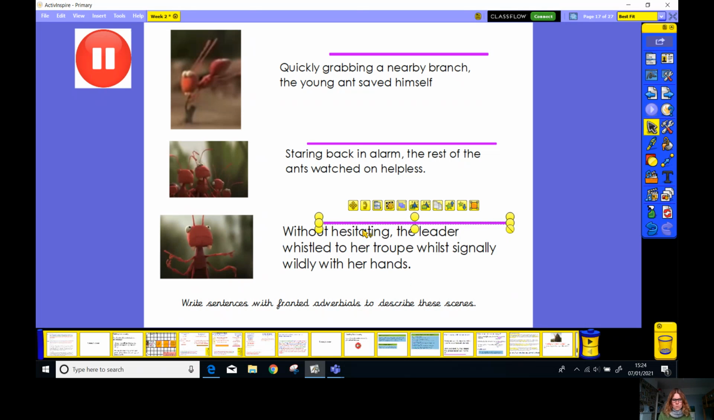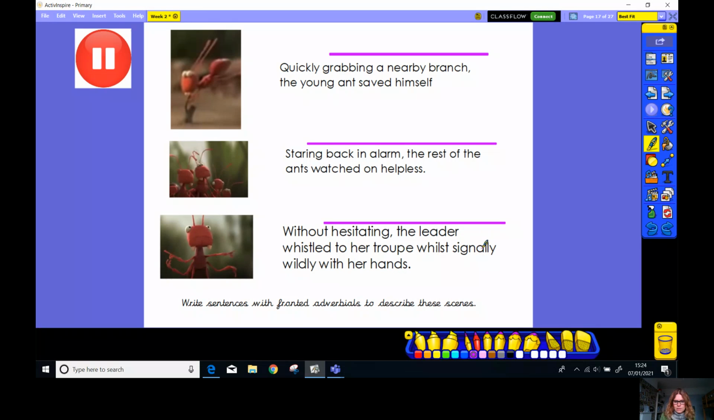And then finally, without hesitating, the leader whistled to her troop while signalling, well, that should say signalling wildly with her hands. So that's a little typing error there. I'm going to have to cross that out and you can change that. I'm going to put an SP there, because that's a spelling mistake that I've noticed just now, and then you can correct it. So these sentences here are my sentences, but if you need to magpie bits from here to help you today, you can.